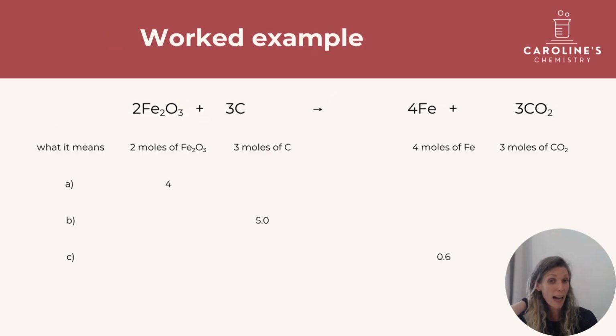So here we have iron oxide reacting with carbon, and that's going to make iron and carbon dioxide. What those big numbers mean is that 2 moles of iron oxide will react with 3 moles of carbon. That will make 4 moles of iron and 3 moles of carbon dioxide. Now, let's have a look at the first row, example A. We are given just the moles of iron oxide as 4 moles. Now we're going to apply these big numbers as a ratio. The ratio between the iron oxide and the carbon is 2:3.